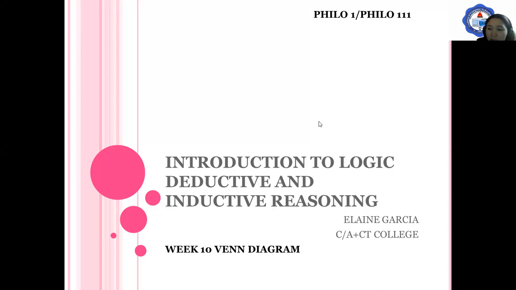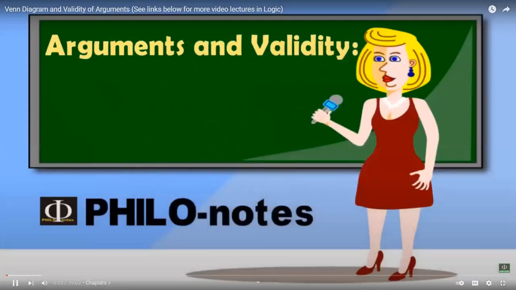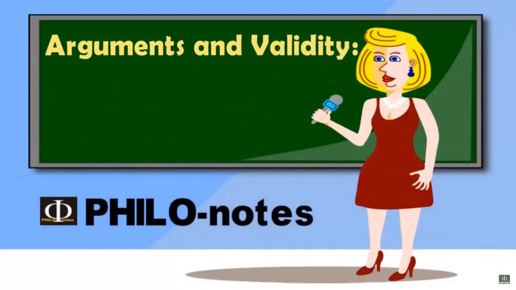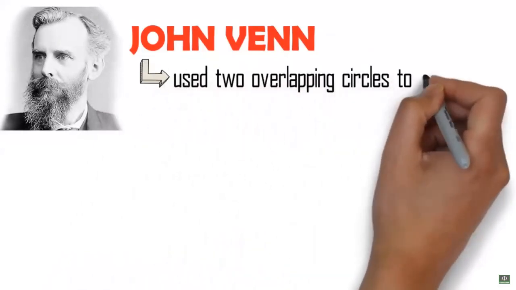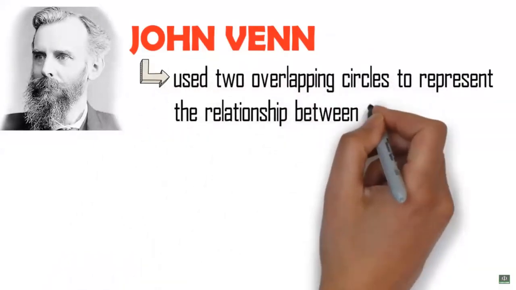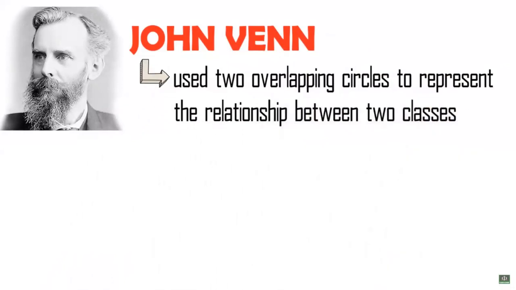For this PowerPoint presentation, I will show you a video discussion regarding Venn diagram. Another method of symbolizing categorical propositions is the use of the Venn diagram. John Venn, who introduced the method, thus the name Venn diagram, used two overlapping circles to represent the relationship between two classes. Consider these diagrams.